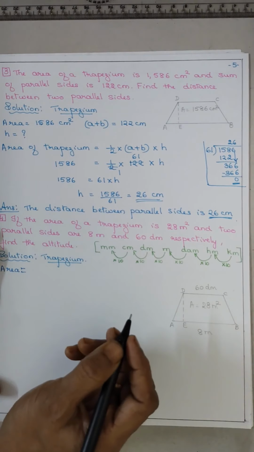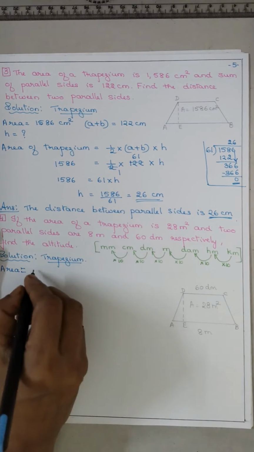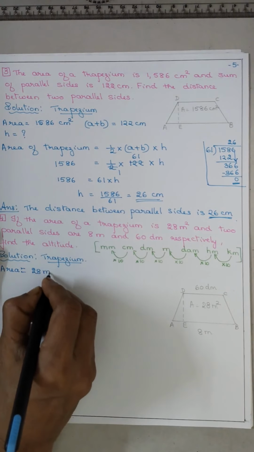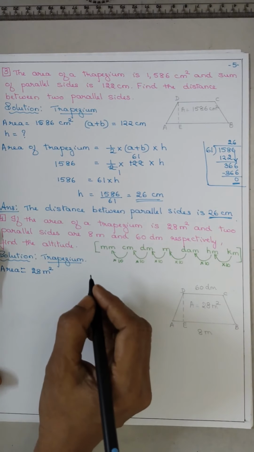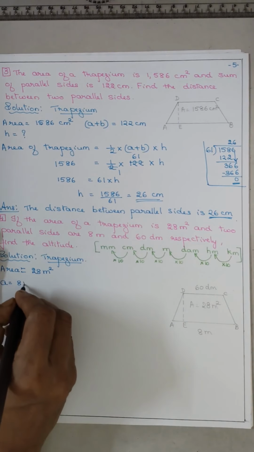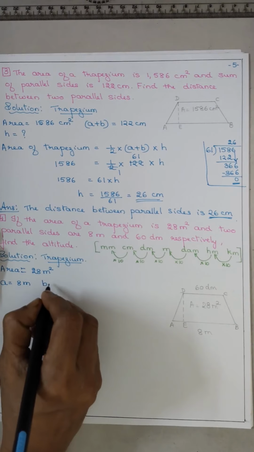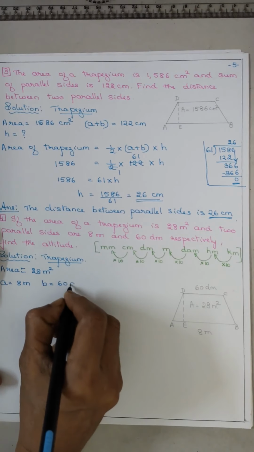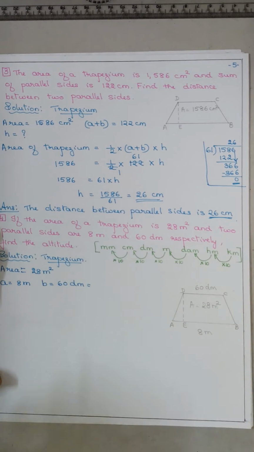The shape is trapezium. Now area is 28 meters square and A is equal to 8 meter, but B is equal to 60 dm. Now 60 dm.